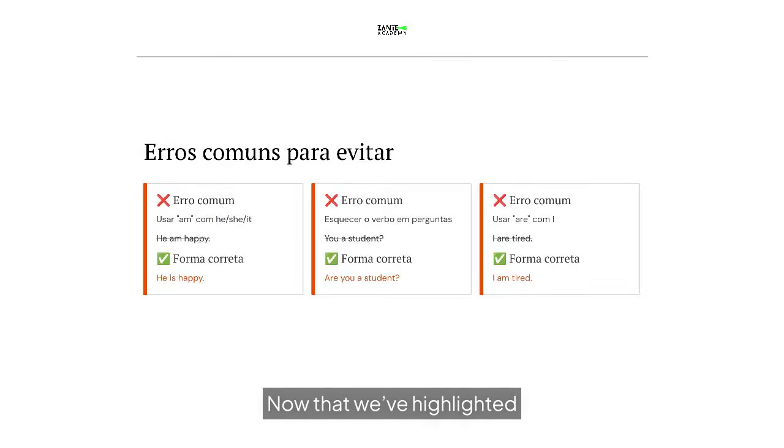Now that we've highlighted the importance of using the verb to be for age and location, let's focus on some common mistakes that learners often make. Moving forward in our journey, understanding these pitfalls will help you communicate more accurately and confidently. One frequent error is using am with he, she, or it. For example, saying he am happy is incorrect. The correct form is he is happy. It's essential to remember that am is used only with I. So when you're talking about someone else, always switch to is.